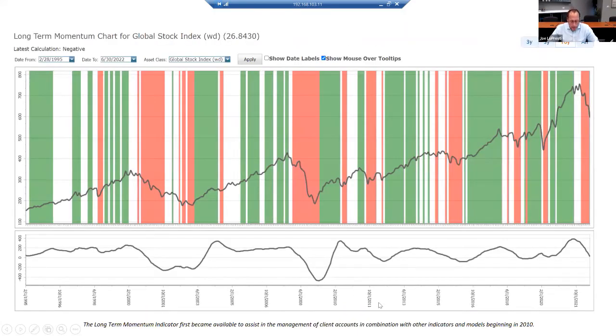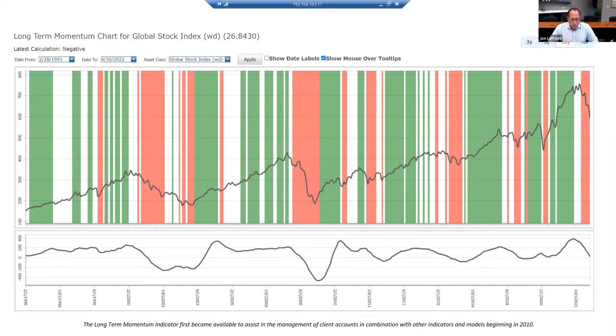Another of our proprietary indicators is called the long-term momentum indicator. This uses month-end closing levels of the MSCI All Country World Index. We take various momentum calculations to help determine the market's very long-term momentum. We consider the status positive when all of the calculations are positive, and that's noted by the green shading on the chart. When all are negative, it's noted by the red shading. And when there are conflicting calculations, some positive, some negative, we have the white shading, and that's a neutral status on the chart.